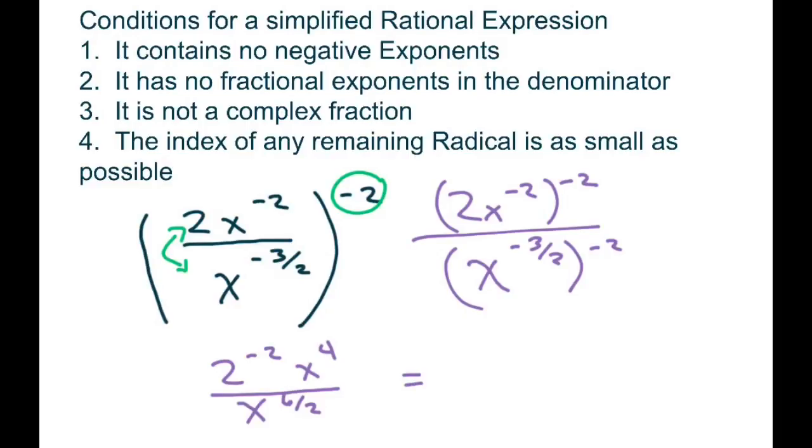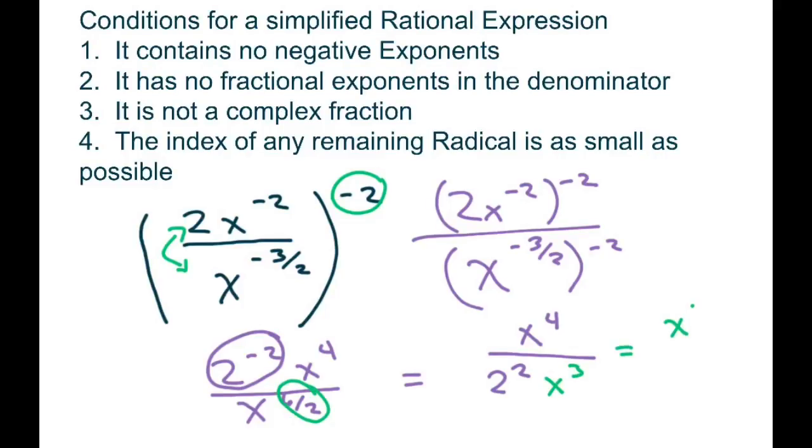So what happens is I'm going to bring that down to the denominator, so I have x to the 4th in the numerator. That's going to be 2 squared. To the 6/2, that's just going to be x cubed. So our final answer is x to the 4th over 4x cubed. Well, this simplifies as just x over 4, because these reduce. This is like saying x to the 4th minus 3, which equals x to the 1st power, which should be in the numerator. So that's your final answer.